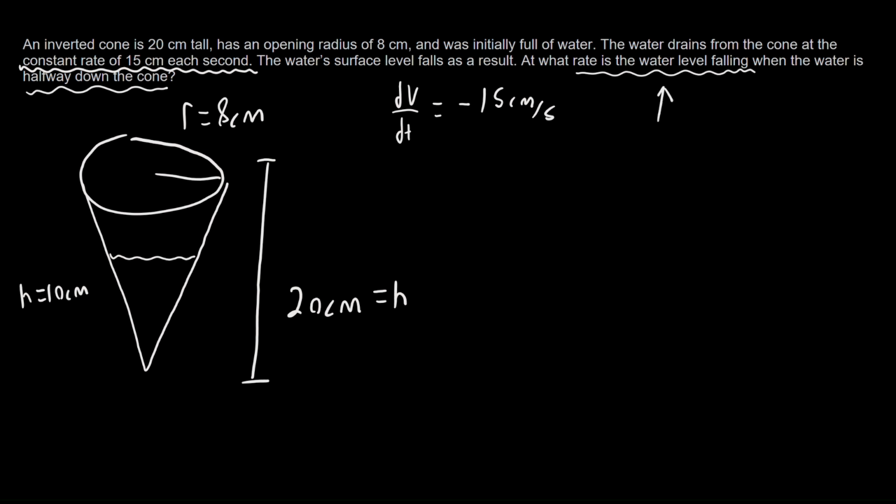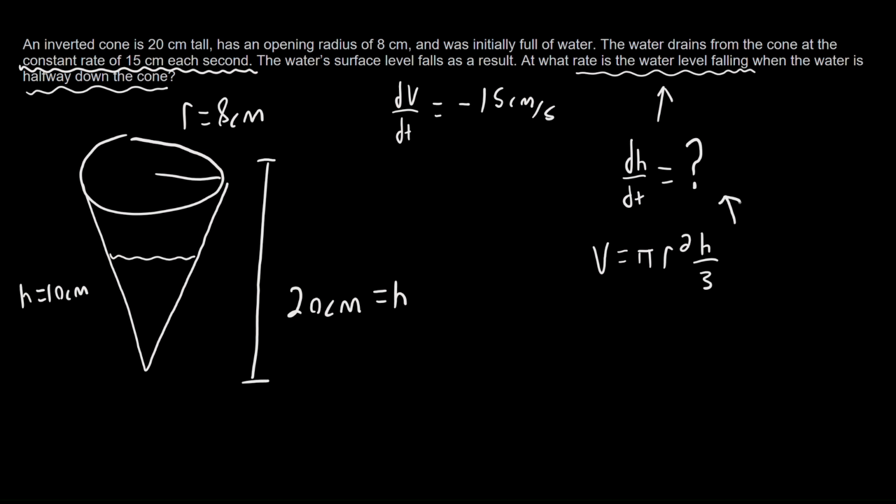So the question's asking for dh over dt because it's asking the rate the water level is falling. So that's what we're looking for. So recall the formula of a cone, which is V equals pi r squared h over 3. And you can see it's dependent on the radius and height. So if we're going to want to solve this, we're going to have to sub in one or the other.